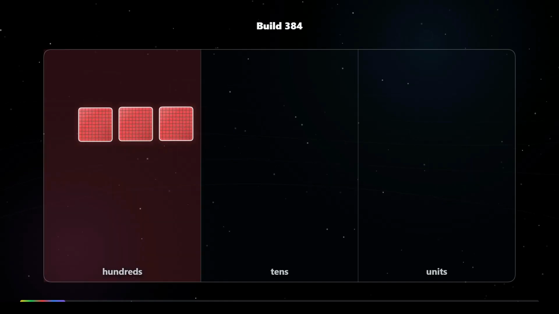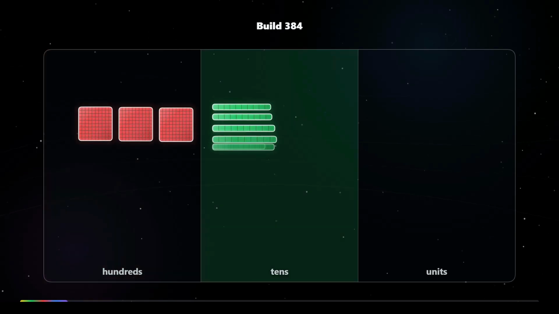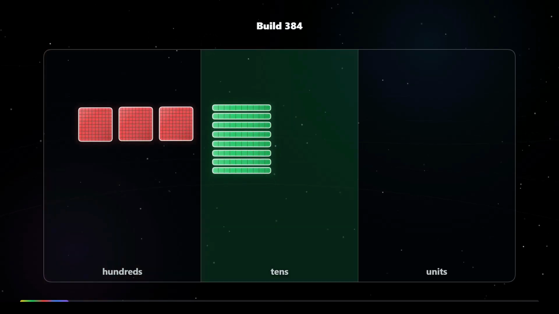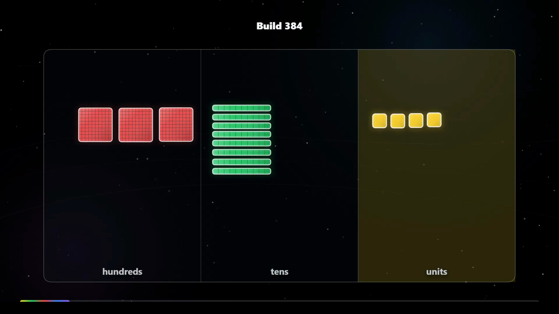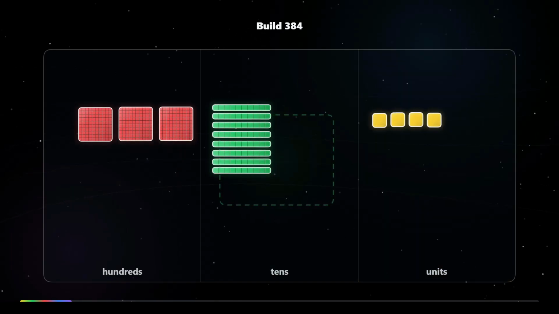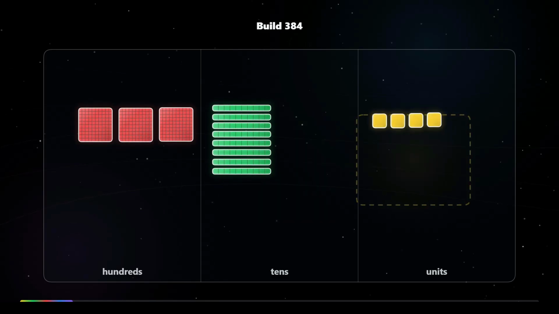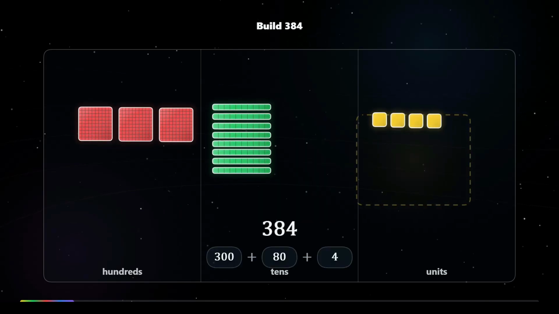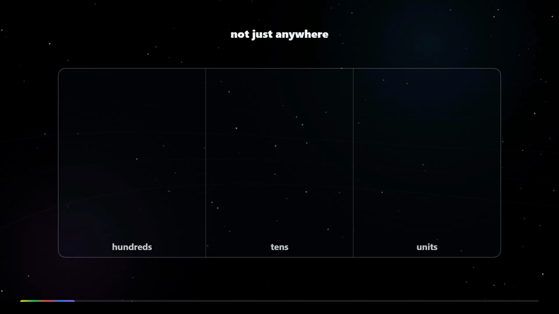To build 384, 3 100 flats move into the hundreds column. 8 10 rods move into the tens column. 4 unit cubes move into the units column. Now read the build. 3 hundreds, 8 tens, 4 units. That is 384. Notice something important.